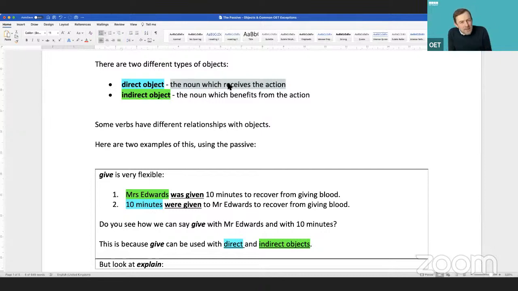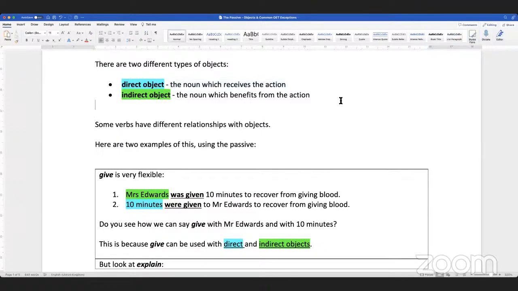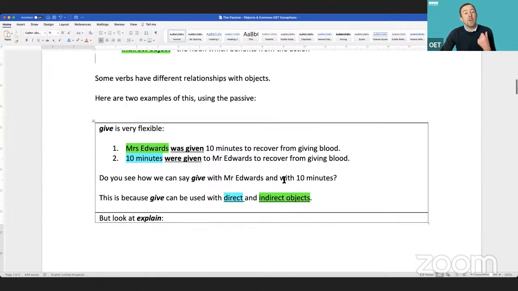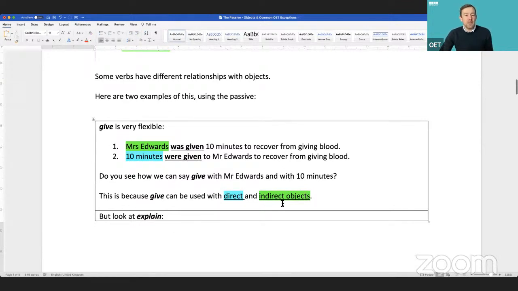Now, what if I said Paul made dinner for his wife? Well, now I've got Paul made dinner. Dinner is the direct object, isn't it? My wife is the indirect object. It was for her. She benefited from it. So I've got this sentence with multiple objects in. I wouldn't say my wife was made. That would start to sound a bit strange. Now, there are some verbs where it's really possible to do that.